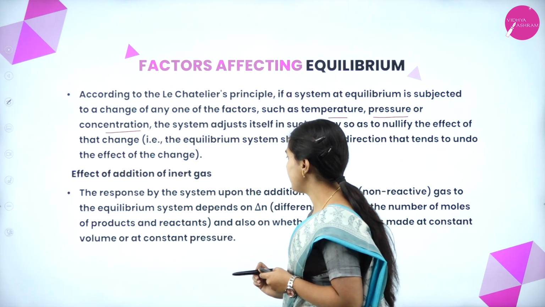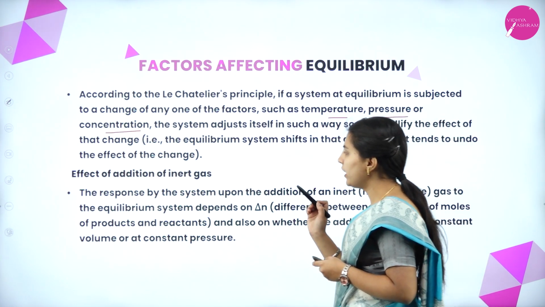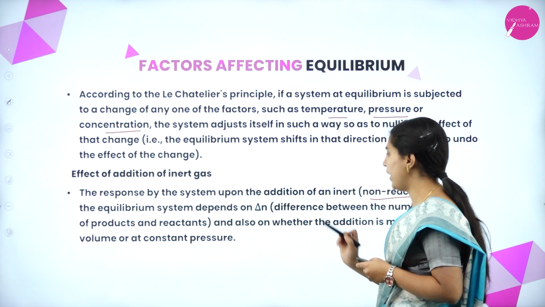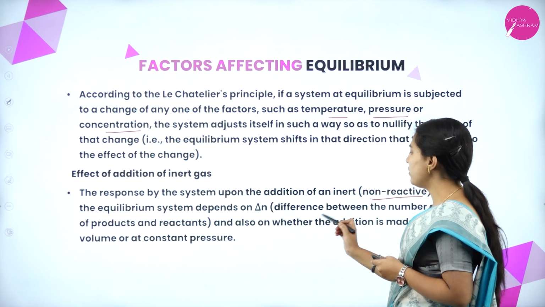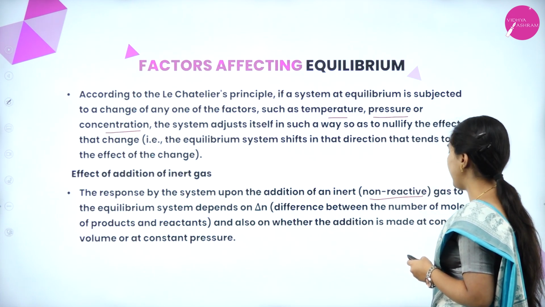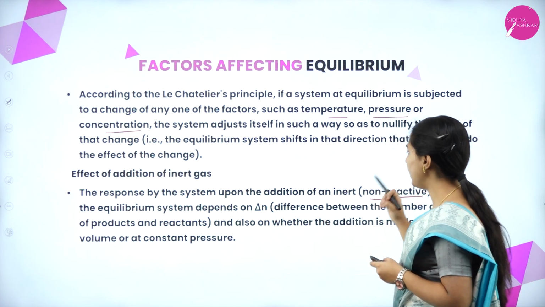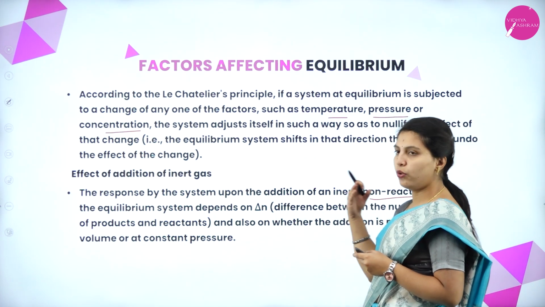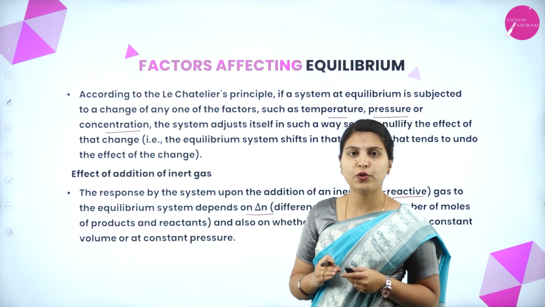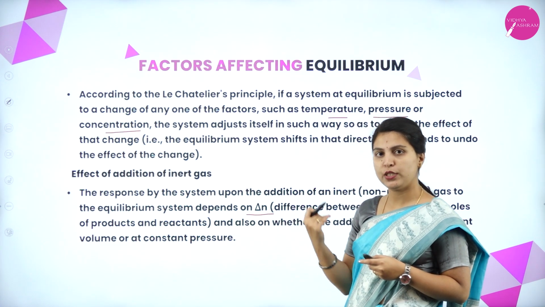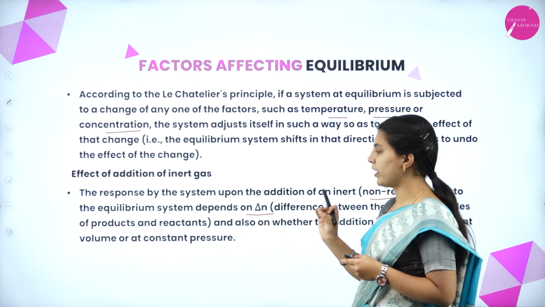The response by the system upon the addition of an inert, that is non-reactive gas, to the equilibrium system depends on delta N, the difference between the number of moles of products and reactants, and also on whether the addition is made at constant volume or constant pressure. If we add an inert gas, the overall equilibrium system will depend on delta N, that is the difference of the number of moles on the product side and the reactant side, and whether the addition is made at constant volume or at constant pressure.